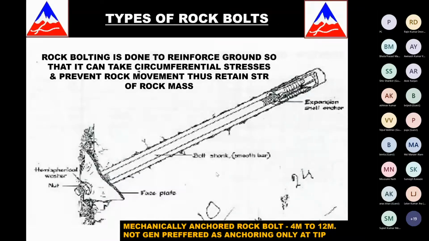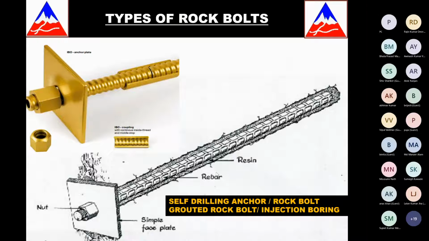The older ones were the mechanically anchored rock bolts, which can be of 4 to 12 meters in length. In that SN type of bolting, we used to first drill a hole, then insert this rock bolt inside, and there would be an expansion shell at the end. That expansion shell would expand and hold it at the tip in good rock. Then the base plate would be tightened behind it. So there is some kind of pre-stressing, and that gives strength to that complete area. So these were the mechanically anchored rock bolts. Today there are self-drilling anchors which are grouted.